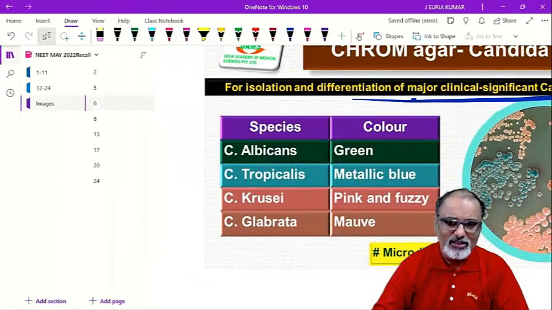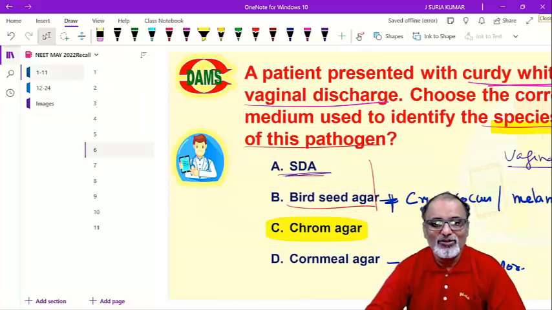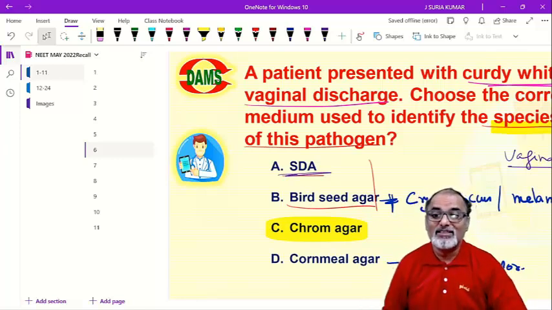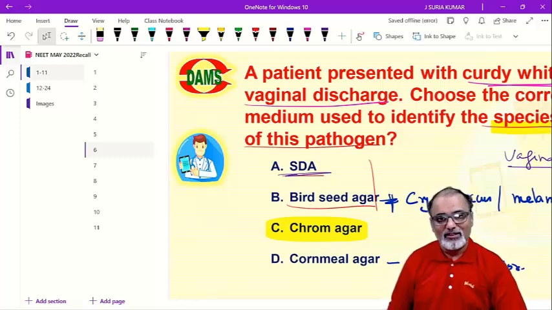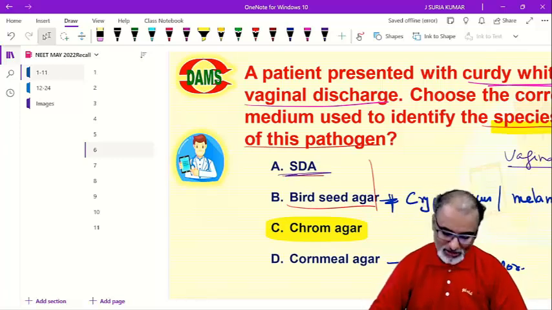The same thing is available for Staphylococcus also, called CHROMagar for Staphylococcus. The MRSA will grow and produce some color, and the methicillin susceptible produces some other color. Like that, we can easily find whether it is methicillin resistant or not. Just seeing the color of the colony, you can say it's MRSA. Like that, CHROMagar is now famous for many pathogens.